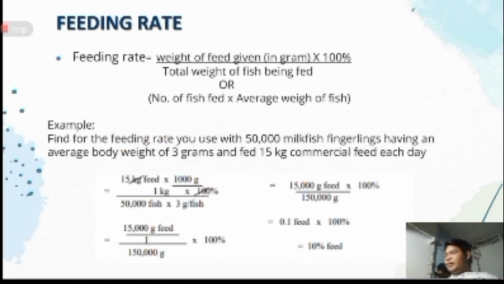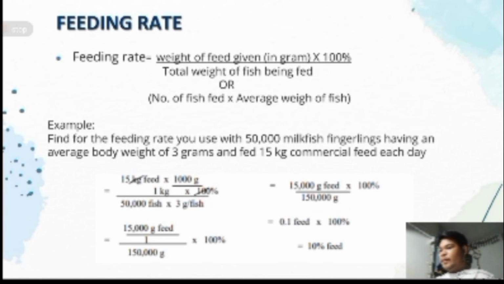Next, we have is the feeding rate. So the feeding rate is the amount of feeds na ibibigay natin doon sa fish relative to the fish's body weight. Ang formula natin para dito is the weight of the feed given in grams times 100% divided by the total weight of fish being fed. So meron ang ating problem dito is katulad ng doon sa previous problem.